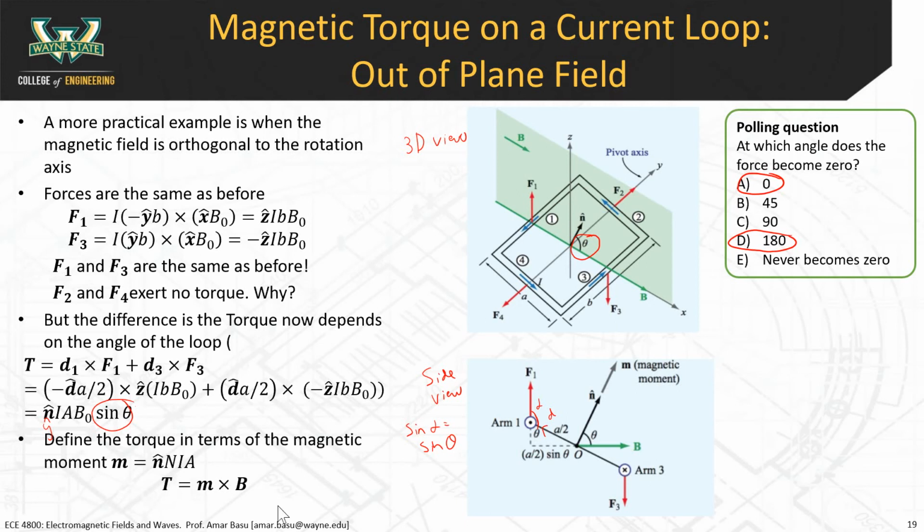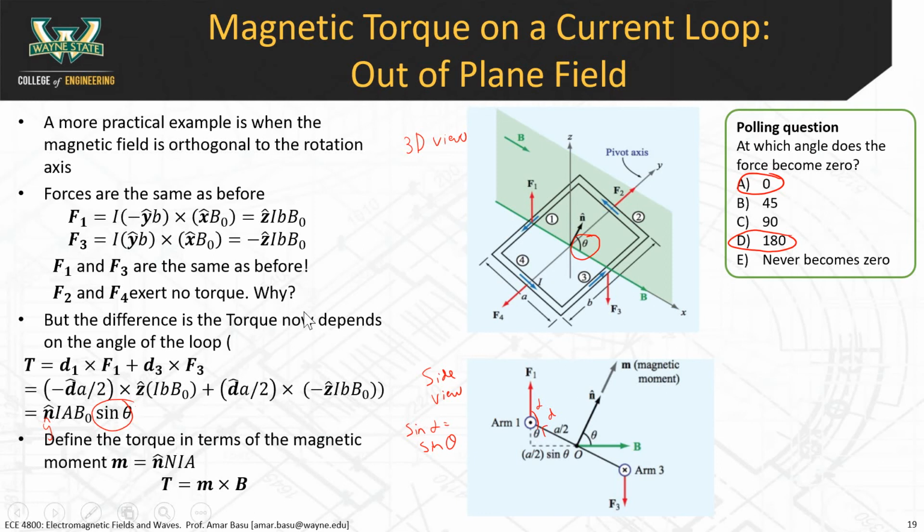Okay, so moving on. This is the torque that you get from just a basic single loop motor. You can also define the torque in terms of the magnetic moment. M is equal to n hat times NIA, and then torque is equal to M times B. This is something you probably don't need to know for an exam, but a lot of times in motors they define the torque in terms of a magnetic moment instead of this explicit formula here.